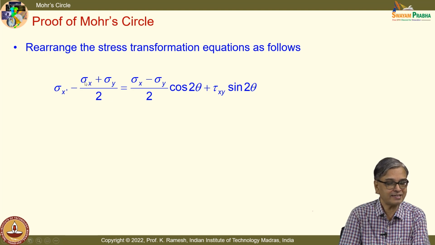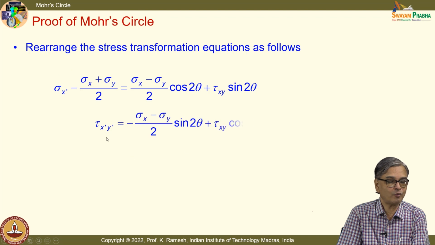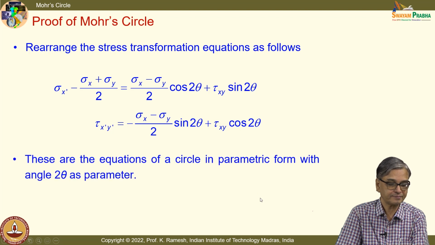This is same as the expression for sigma x prime what we have written, but written in a convenient manner like this. And I have tau x prime y prime equal to minus (sigma x minus sigma y)/2 sin 2 theta plus tau xy cos 2 theta. So, now what I do is I square and add and eliminate the parameter. Let me look at what is the equation that I get.